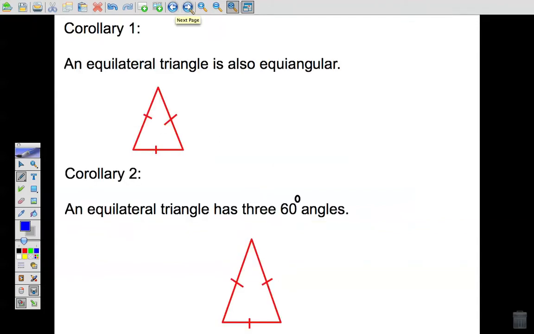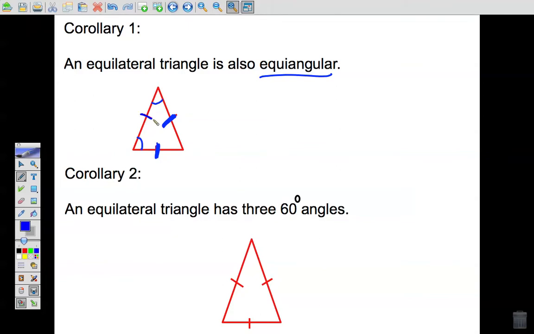All right, I want you to pause this and write down corollary 1 and corollary 2. Corollary 1 says an equilateral triangle, so equilateral meaning that all 3 sides are equal, is also equiangular. Equiangular meaning all 3 angles are equal. Well, why is that so? Let's see. What's the angle opposite this side? Here. What's the angle opposite this side? Here. So we know those are equal, right?